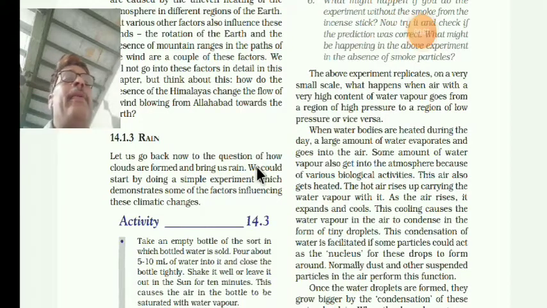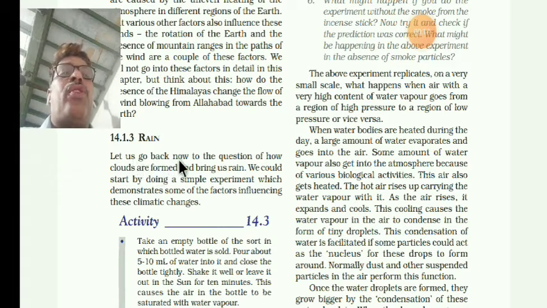Standard 9th, subject Science, chapter 14, natural resources. Dear students, today we will discuss rain. So this is a very easy one. So you know it also.